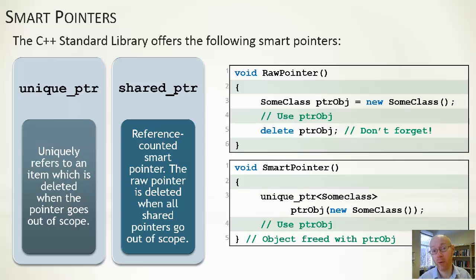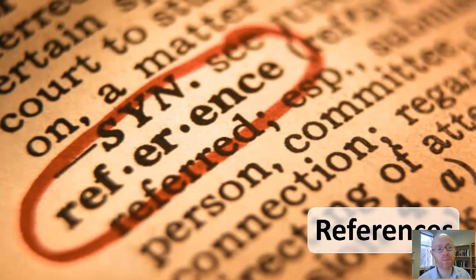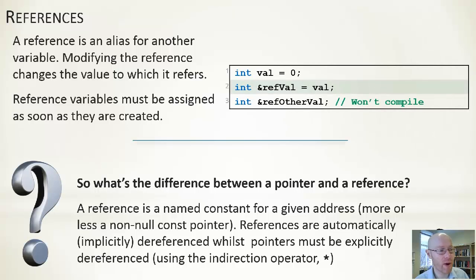References then, quite closely related to pointers. A reference is an alias for another variable. Modifying the reference changes the value to which it refers, so it's similar-ish to a pointer. Reference variables must be assigned as soon as they're created.